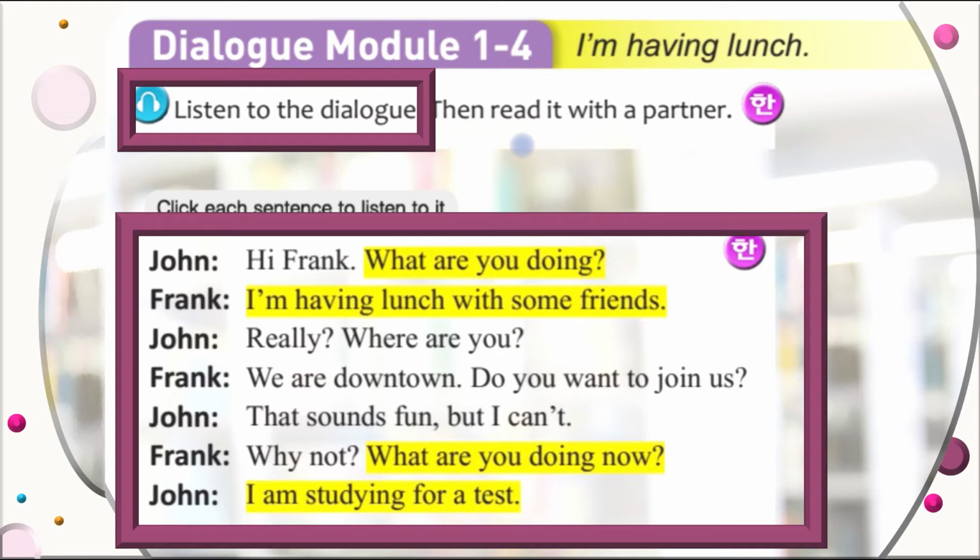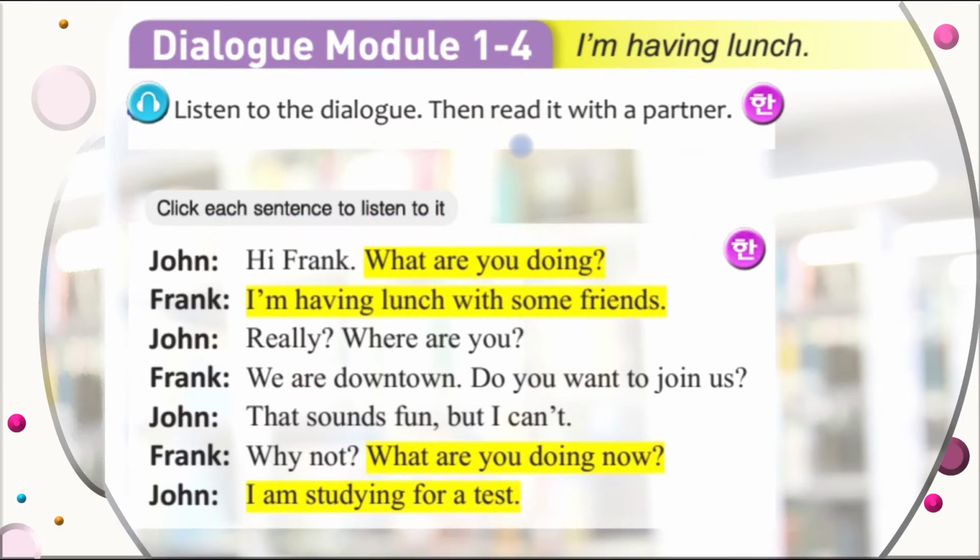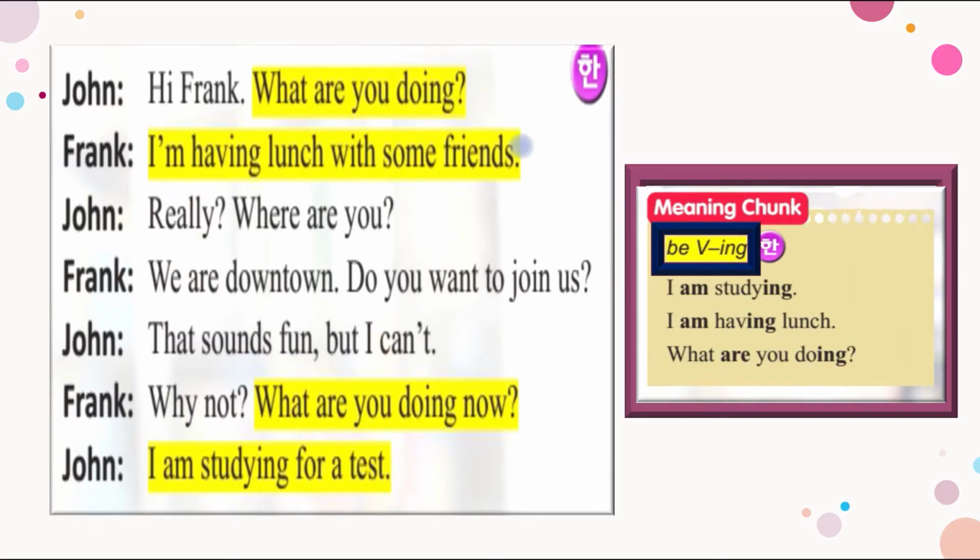Oh well. Yes, oh well, poor John. Always poor John. So in these sentences, if you look at the meaning chunk to the right, we have the be plus verb ing. Action. Yes, so these are talking about what they are doing now. So Yonghi, what is the first be verb ing in the dialogue? Are doing.